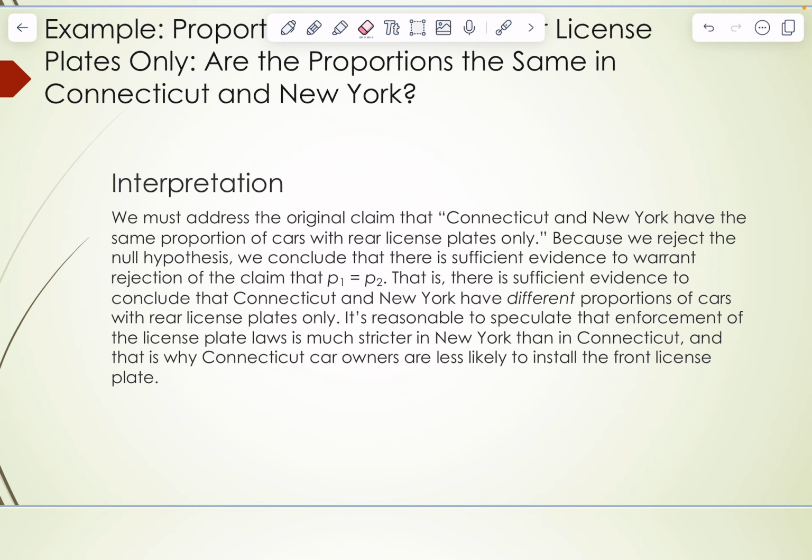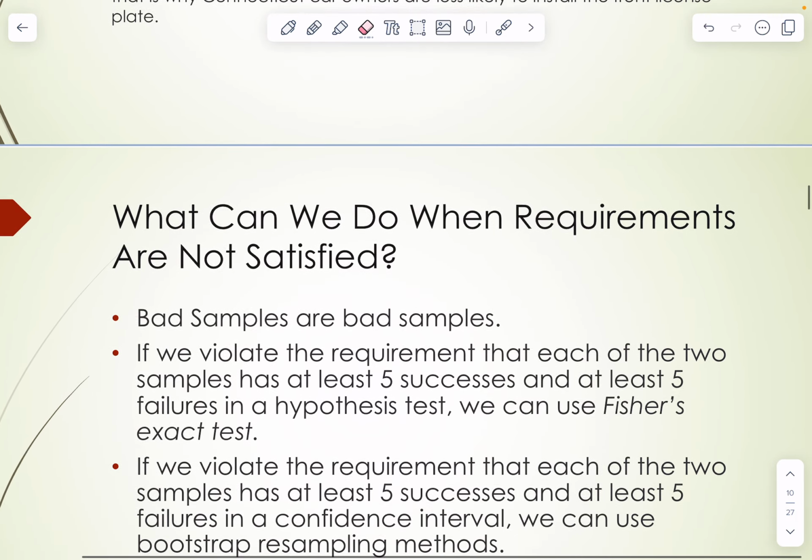It is reasonable to speculate that enforcement of the license plate laws is much stricter in New York than in Connecticut, and that is why Connecticut car owners are less likely to install the front license plates.